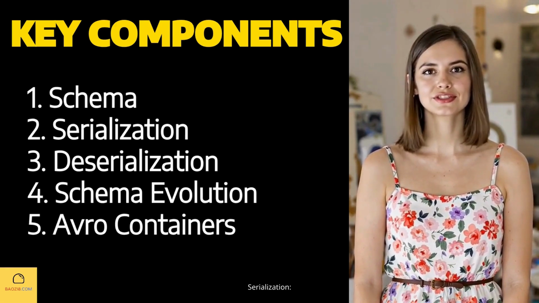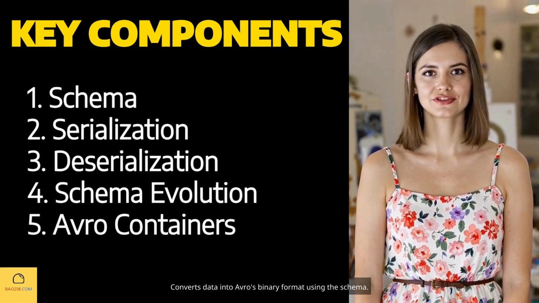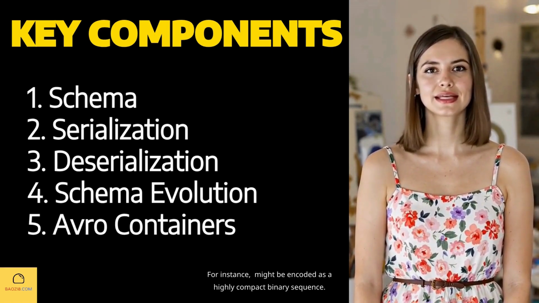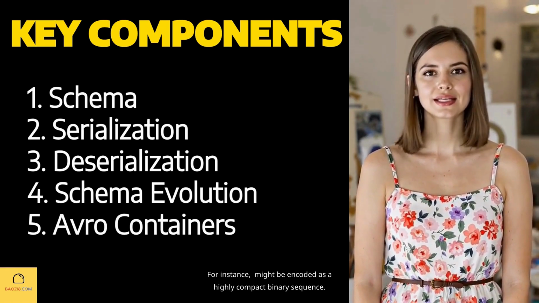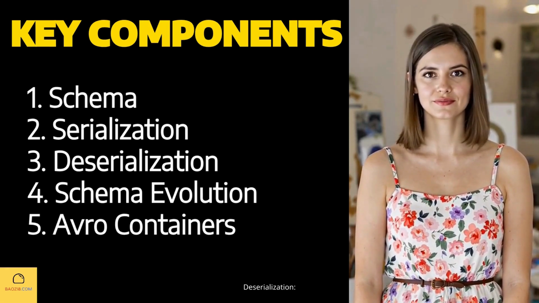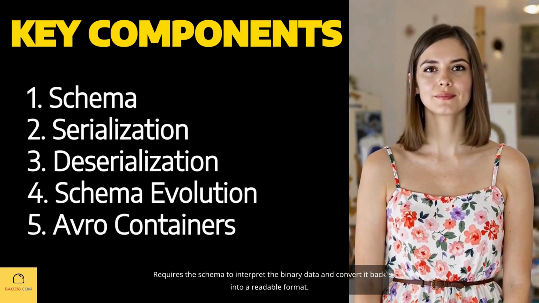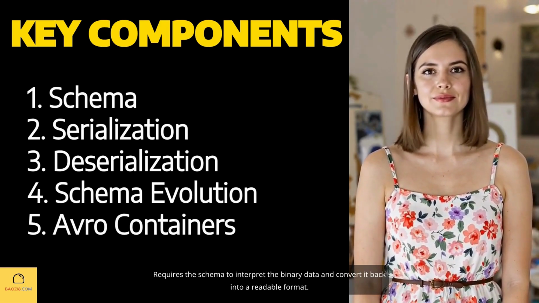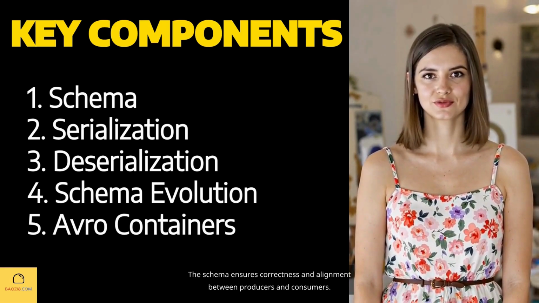2. Serialization. Converts data into AVRO's binary format using the schema. For instance, name John, age 30 might be encoded as a highly compact binary sequence. 3. Deserialization. Requires the schema to interpret the binary data and convert it back into a readable format. The schema ensures correctness and alignment between producers and consumers.